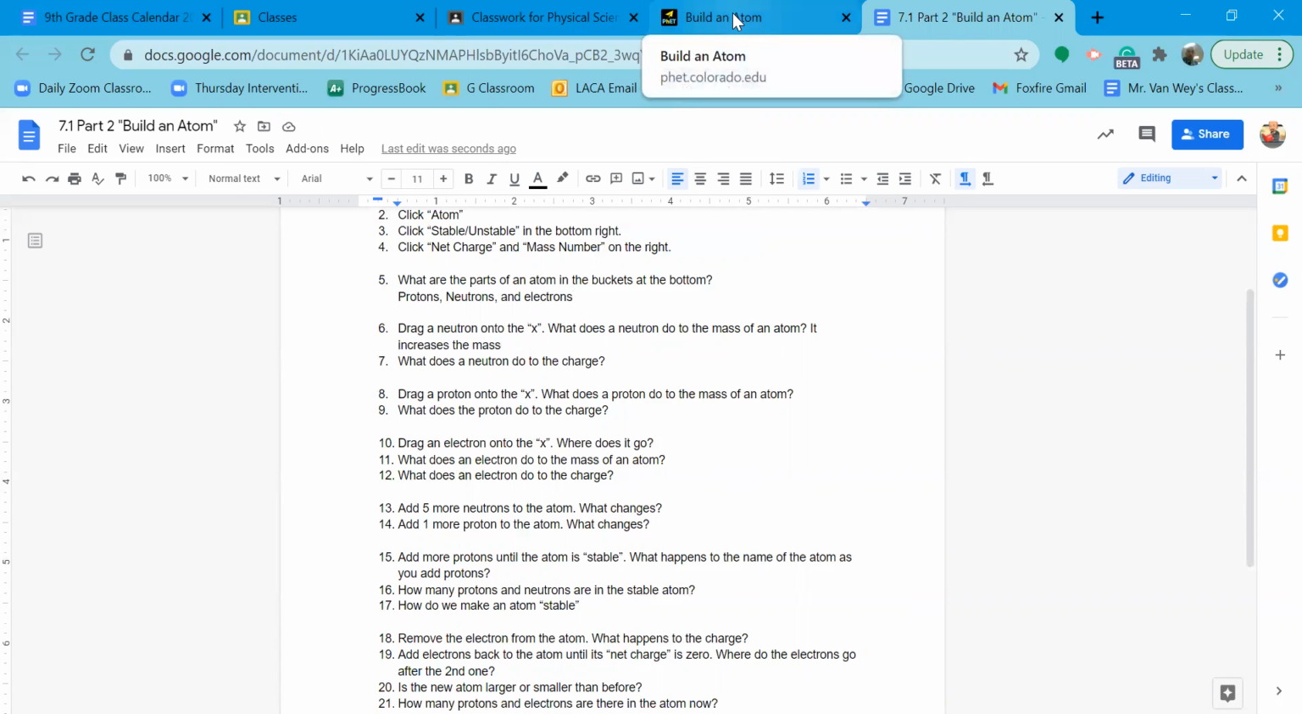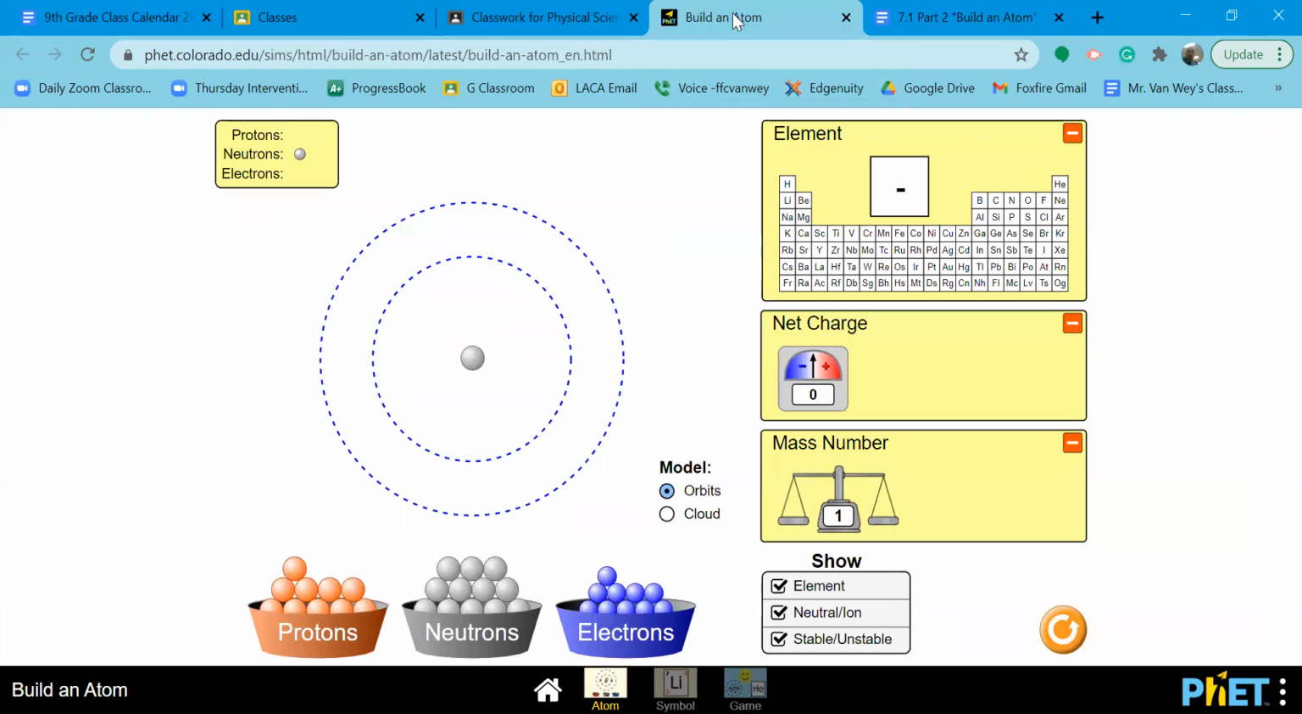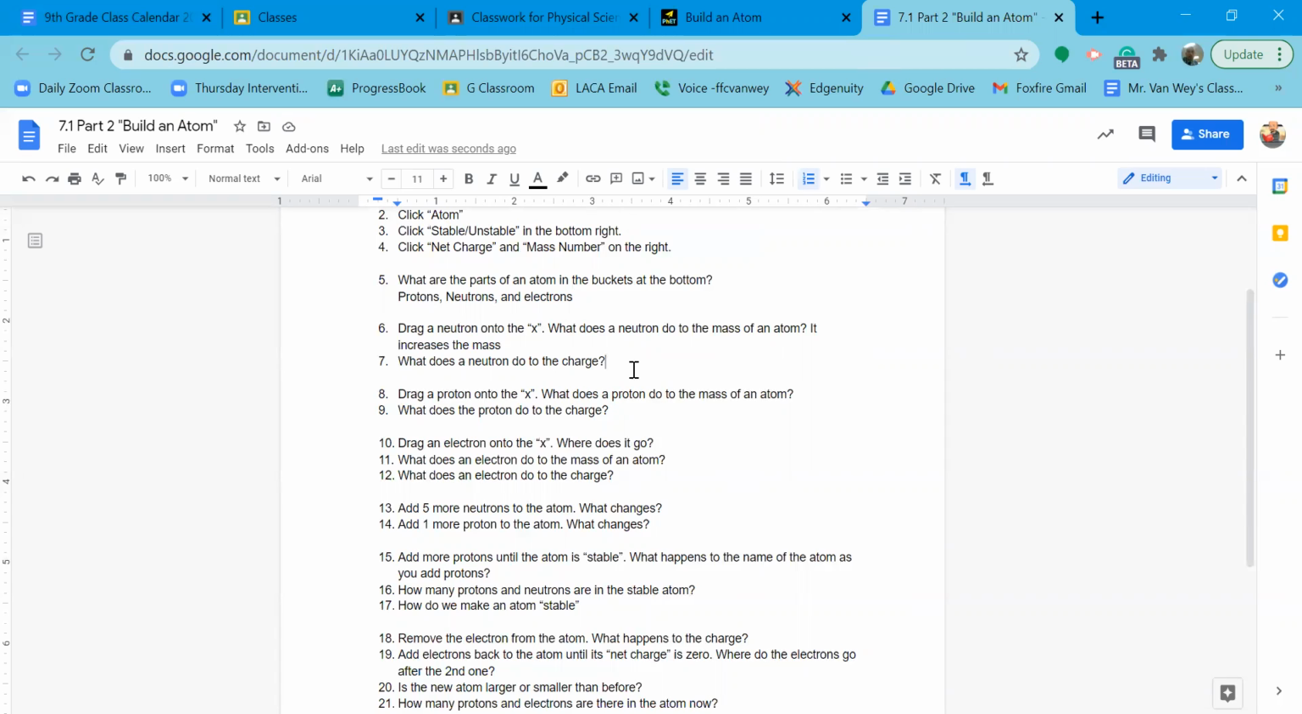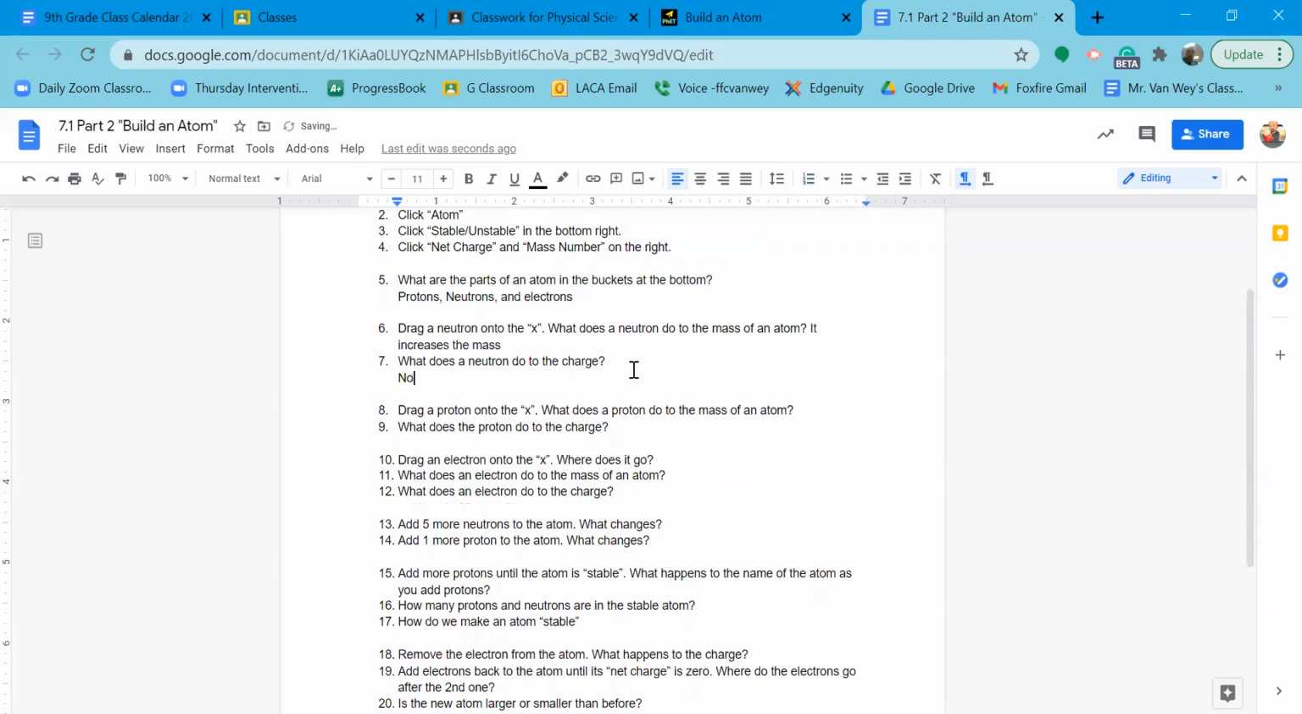The next question is, what does a neutron do to the charge of the atom? I think it does nothing to the charge. It does nothing to the charge.